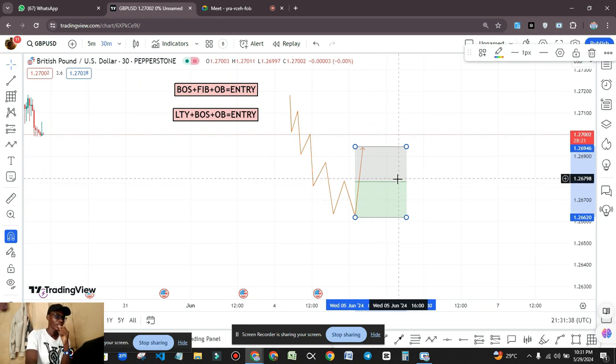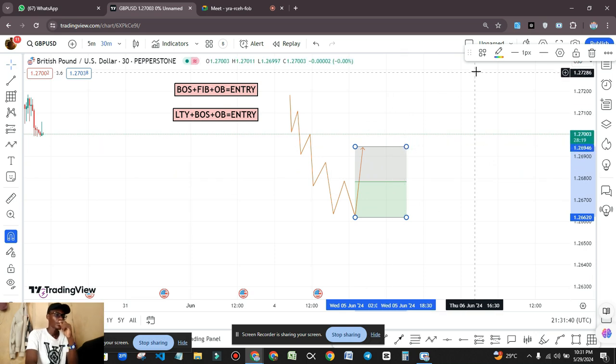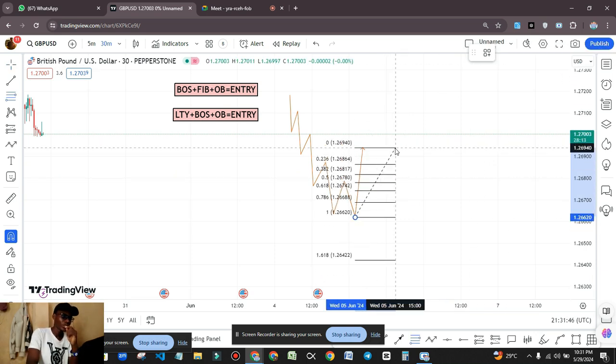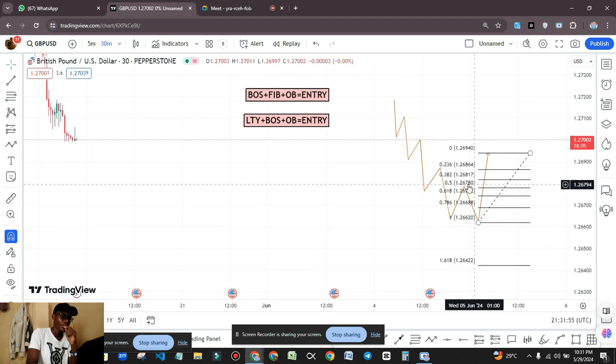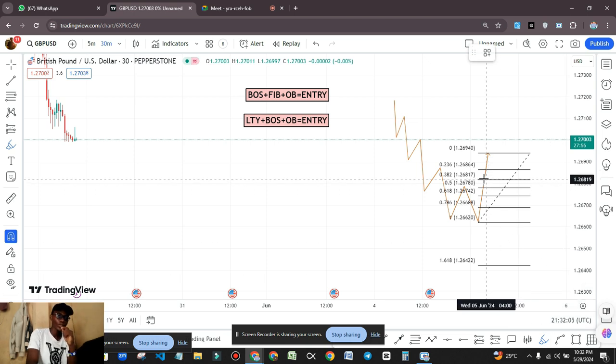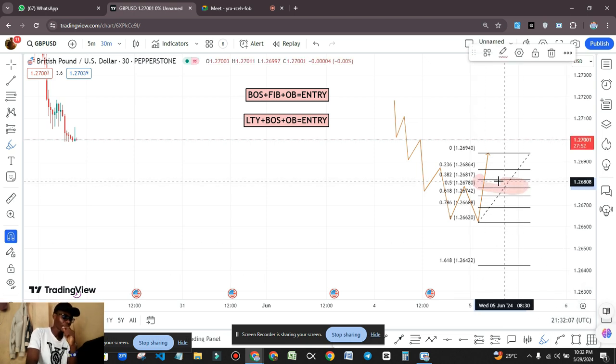Now let me use the Fibonacci. Assuming you draw the Fibonacci from here to here, what I use in Fibonacci is two levels. I use 0.5 and 0.618. So this middle 0.5 and this 0.618. Let me mark it very well. That's where I'll look for my entry. It's not that I'll place the entry there. That's where I'll be looking for entry confirmation for the buy.